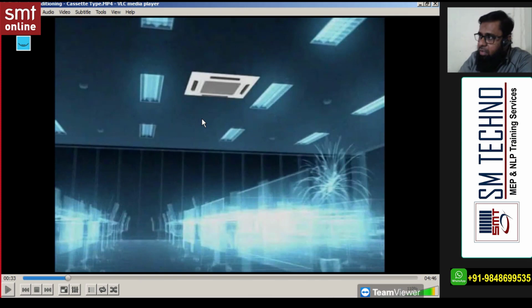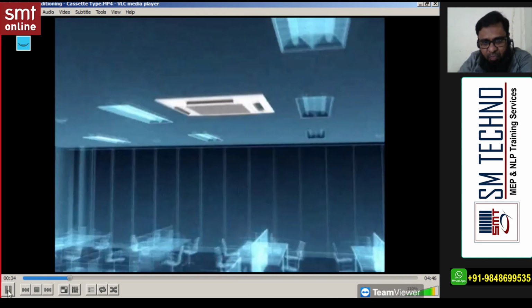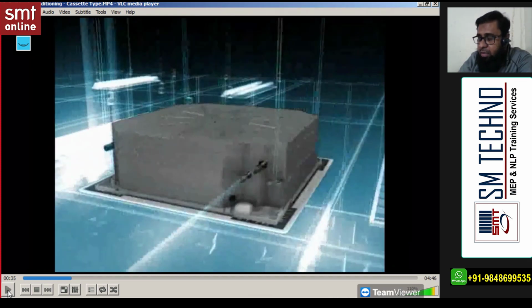You see, this picture is below the false ceiling, right? You can find only the panel, and these are the 4 outlets. This is what? This is above the false ceiling, right? Means this unit is above the false ceiling, recess type, concealed, not visible. Only the panel is visible.